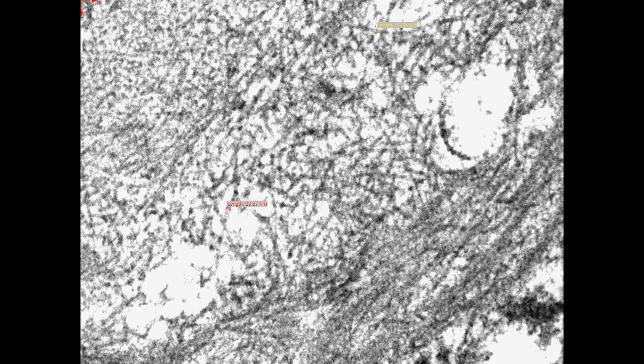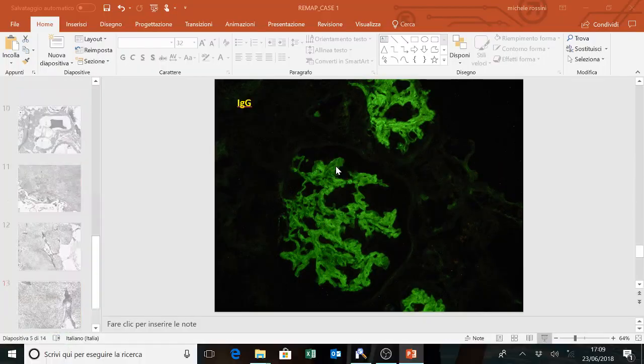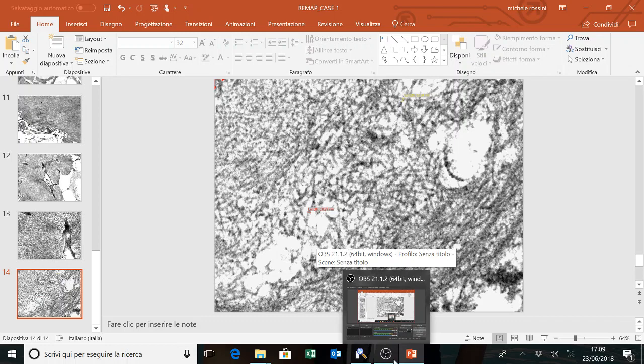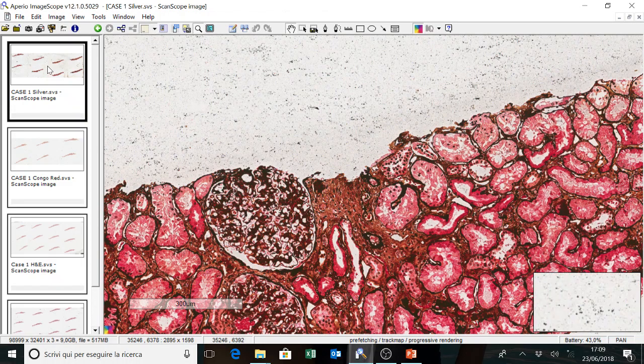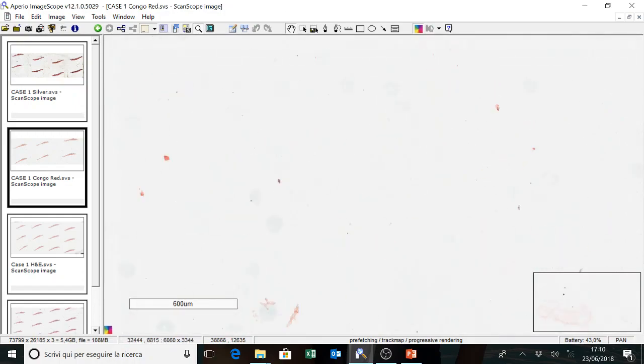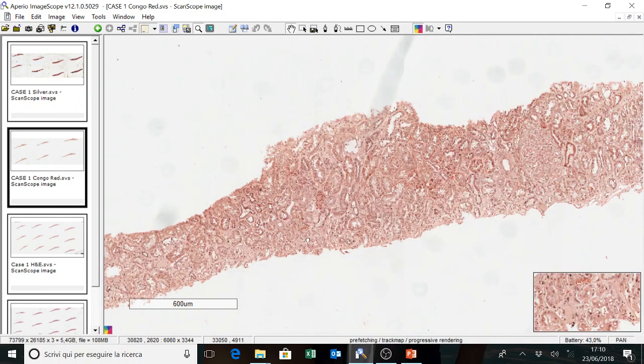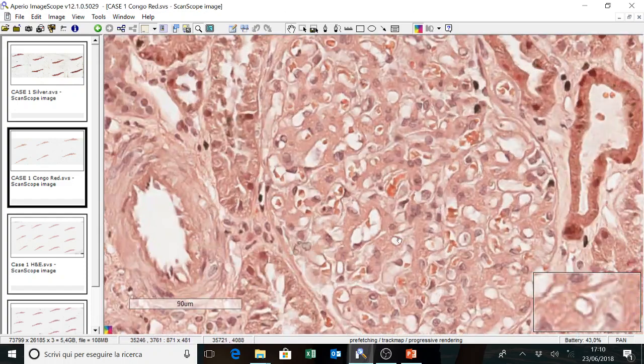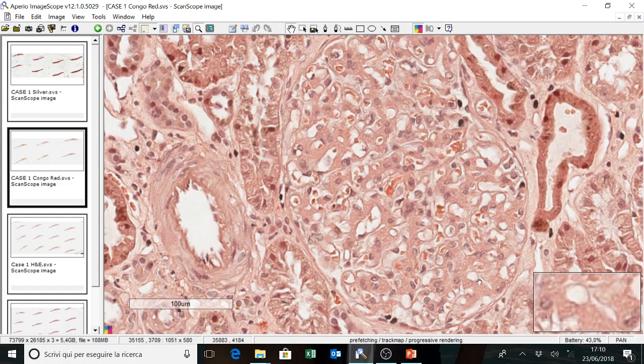But to call this fibrillary glomerulonephritis, we need to rule out amyloidosis. And we did Congo red staining in this case, and we have here Congo red was, as you can see, negative within this area. So this was a case of fibrillary glomerulonephritis.